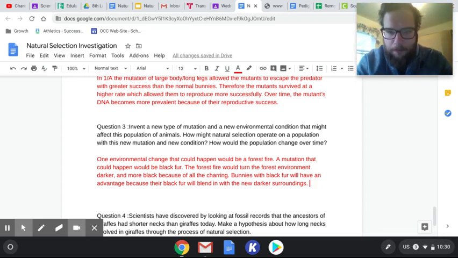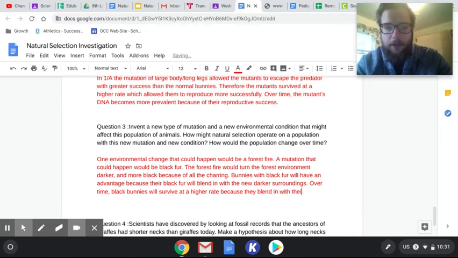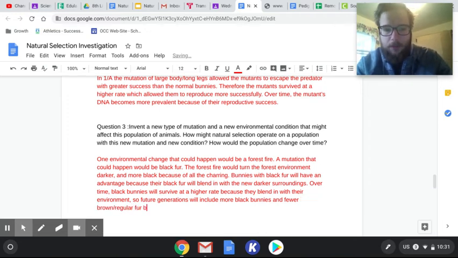So black fur bunnies are going to have an advantage. So what's going to happen over time? Over time, black bunnies will survive at a higher rate because they blend in with their environment. So future generations will include more black bunnies and fewer brown, I'm going to call them regular fur bunnies.